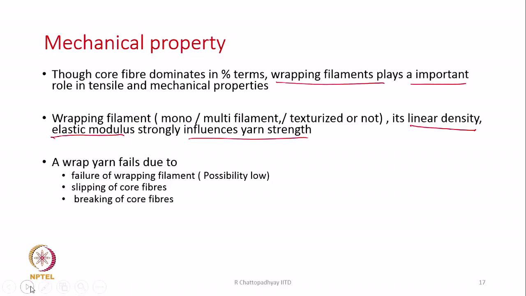The wrap yarn fails due to failure of the wrapping filament, whose possibility is generally low, but it can happen. When such a structure is elongated, the filament may rupture, and if the filament ruptures, the entire structure will immediately fail. The other is slipping of core fibers, this might also happen, and the other one is breakage of core fibers finally.